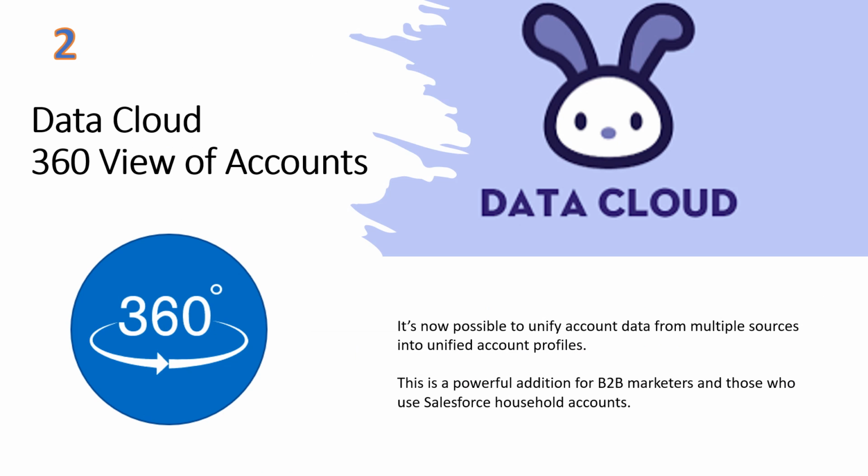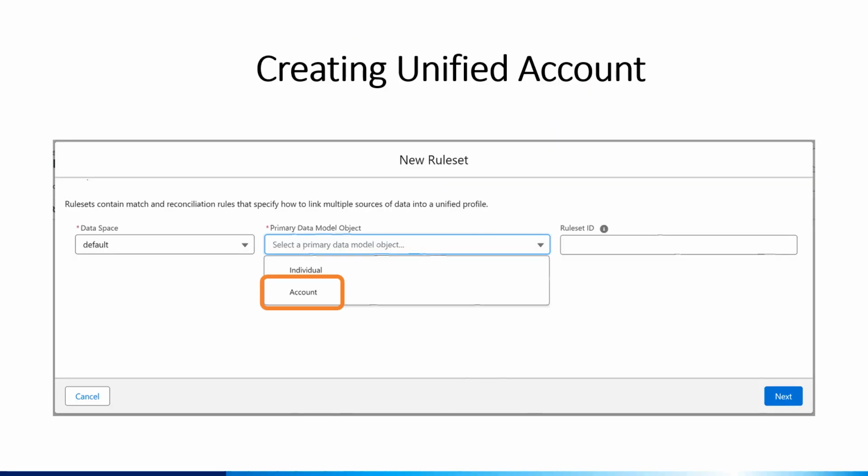It's always been possible to unify individual data from multiple sources into unified individual profiles. Now it's possible to unify account data. This is a powerful new Data Cloud feature, especially for B2B marketers and those who use Salesforce household accounts. Here's what it looks like in Data Cloud. You can now create an identity resolution rule set using account as the primary data model object.